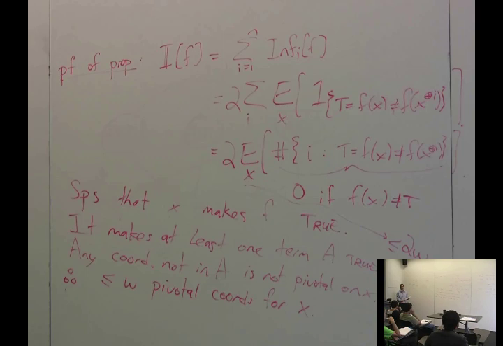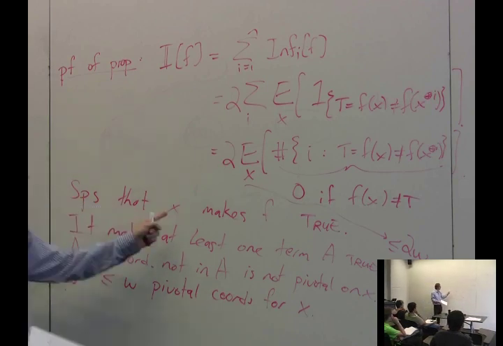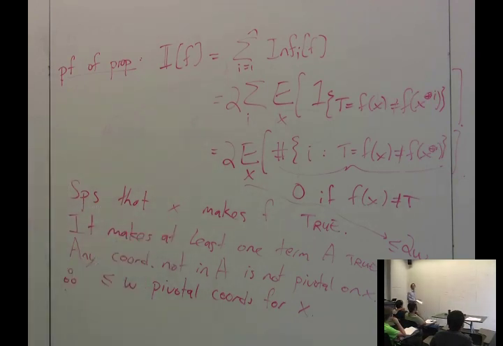Any questions about that? Yeah, we need to use this little lemma because if you try to do the analysis for how many coordinates could be pivotal when f(x) is false, you can't actually bound it in terms of the width.